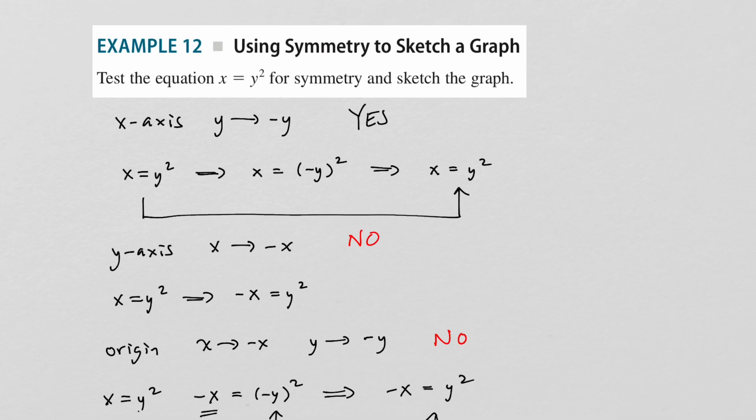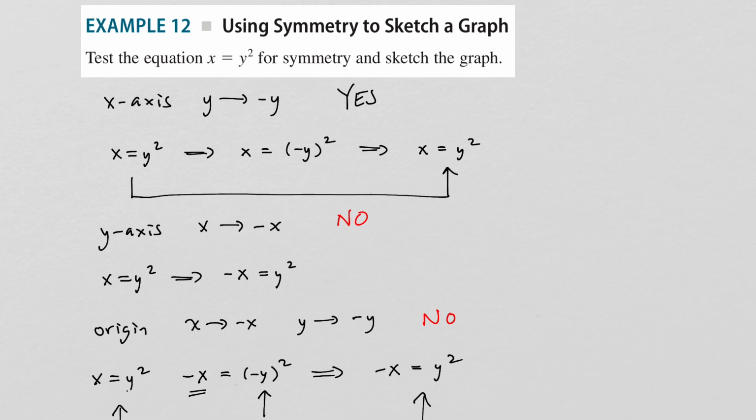So we only have x-axis symmetry, and I won't belabor the point here, but if you go to graph the equation x equals y squared by plugging in some values, you will see that you get a graph that looks like this. And again, now you can see why we have symmetry across the x-axis.